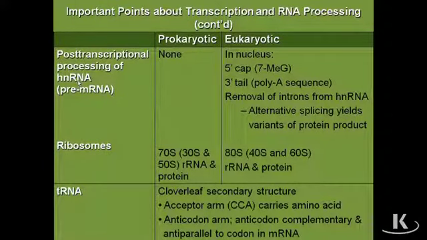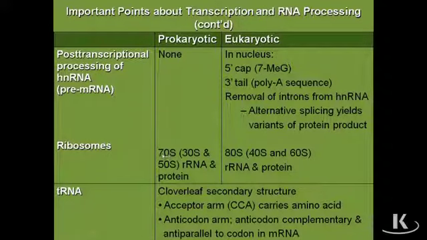And lastly, processing. So processing of the heterogeneous nuclear RNA or the pre-mRNA, there's absolutely no processing that's going to go on within prokaryotes, whereas with eukaryotes, in the nucleus, there's a 5' cap, a 7-methylguanosine cap that's going to attach to the 5' end. There's a poly-A tail, a polyadenosine tail, attached to the 3' end of each message, and then there's going to be removal of the introns. So there's going to be splicing of the introns, and the exons are then linked together after the introns are removed. And sometimes there can be alternative splicing that happens between various cell types.